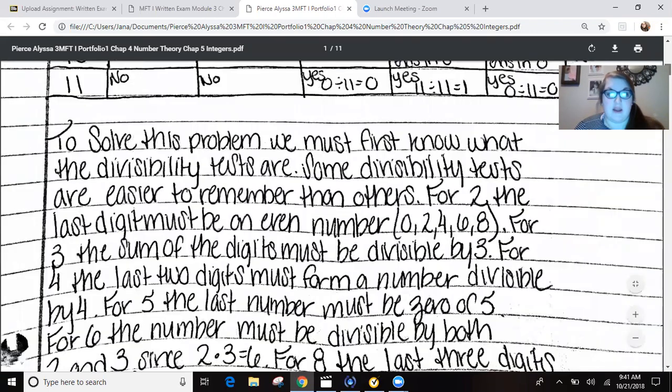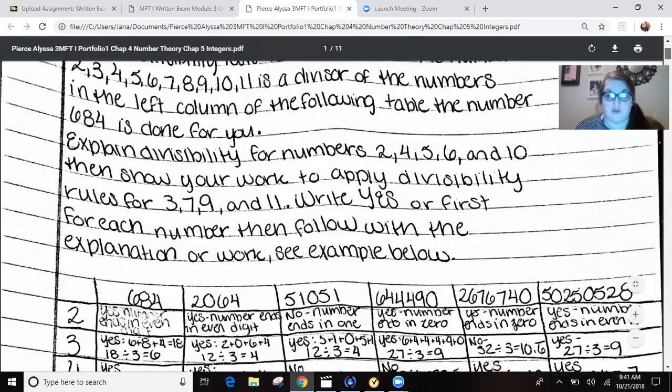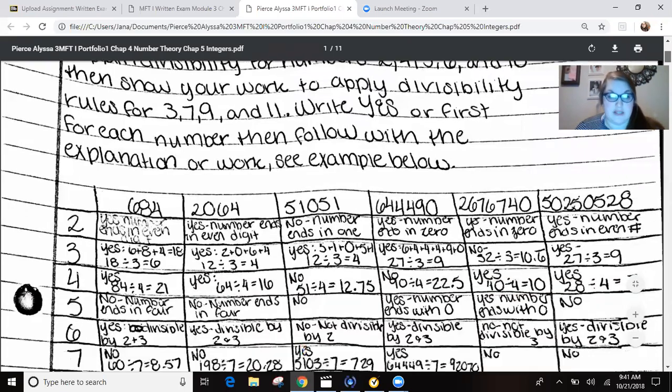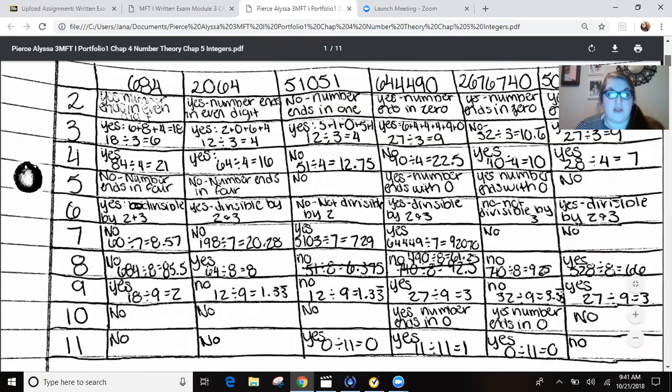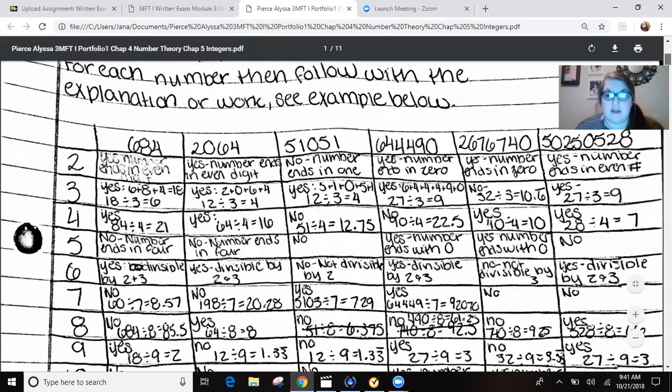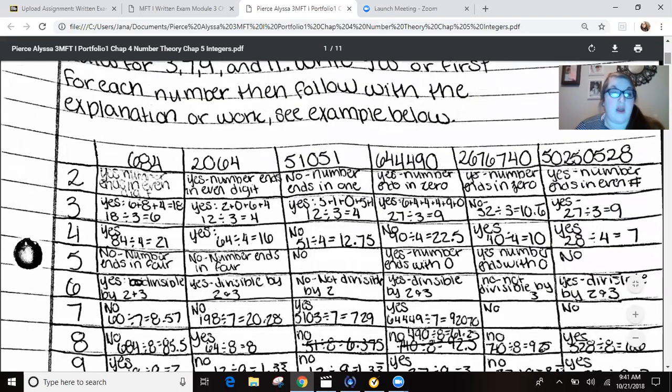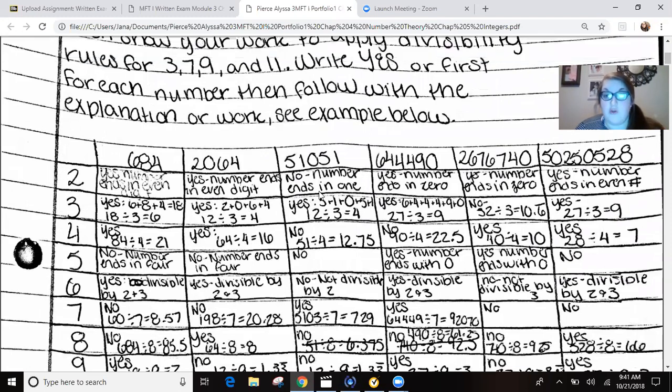So let's go back up, and we were asked to just show 2, 4, 5, 6, and 10 on the table. So for the first number, yes, because the number ends in 4. This one, yes, because the number ends in an even digit, 4. No, because this number ends in an odd digit. Yes, because this number ends in 0. Yes, because this number ends in 0. And yes, because this ends in an even number as well.